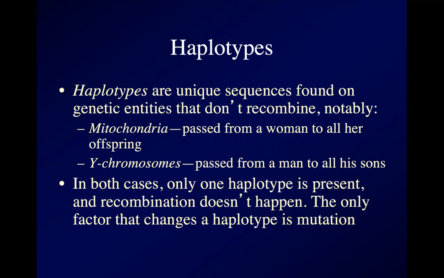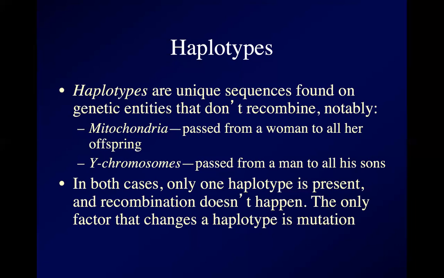Haplotypes are sequences that are found on mitochondria, which are inherited only maternally, and Y chromosomes, which are inherited only paternally. If you have a Y chromosome at all, not everyone does, you got it from your father's father's father's father. And if you've got mitochondria, and everybody has those, you got them from your mother's mother's mother's mother. The reason this matters is that you only have one haplotype per person, so you don't get genetic recombination.